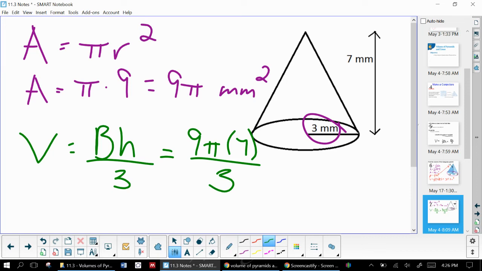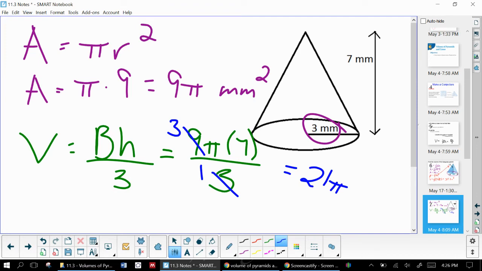Now, if we want to leave this in terms of pi, one of the things we can do is just start to simplify our fraction a little bit. A 9 and a 3 both have a factor of 3 in it, so I can take that out. If there's just a 1 on the bottom, on the top I've got 3 times 7, which is 21 pi.